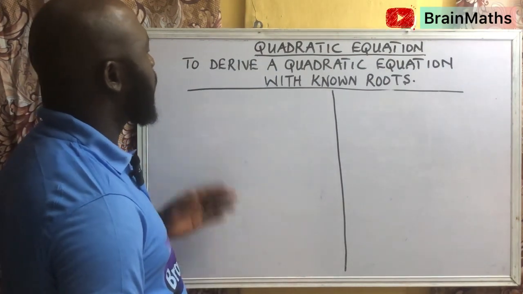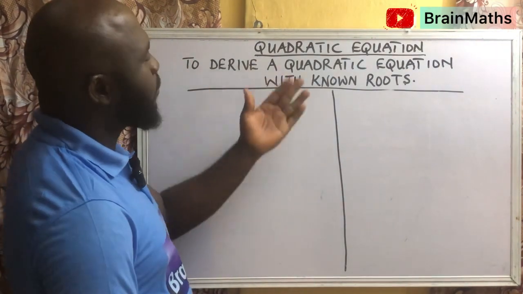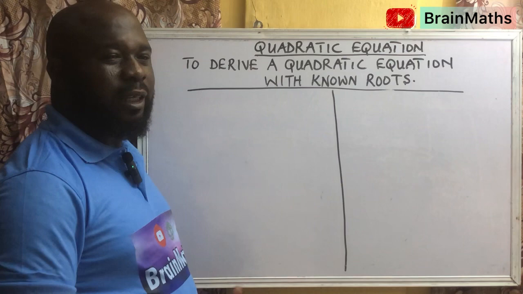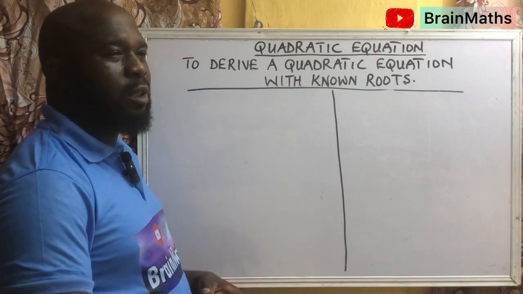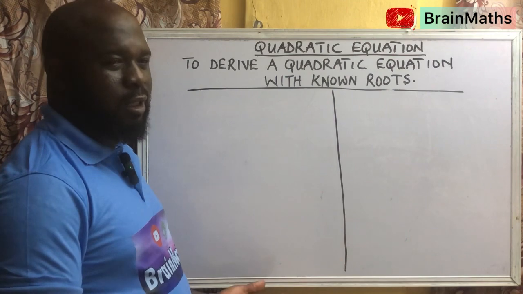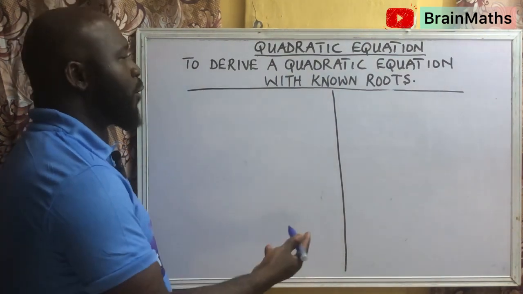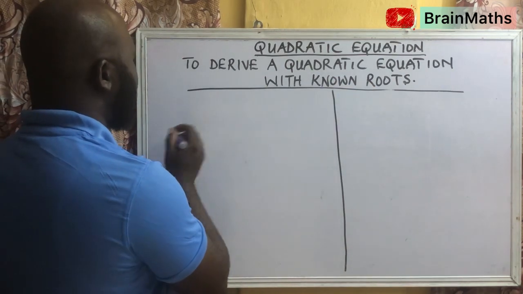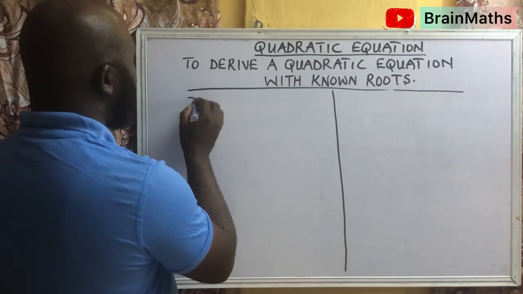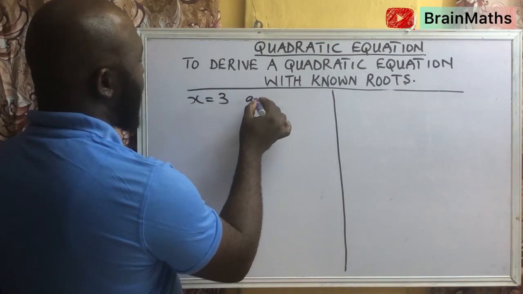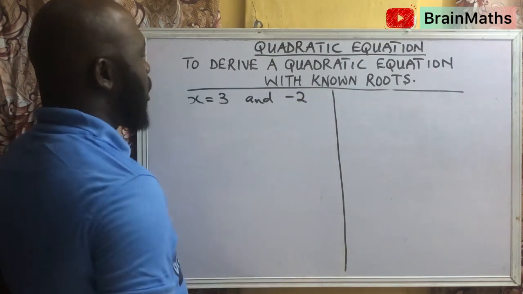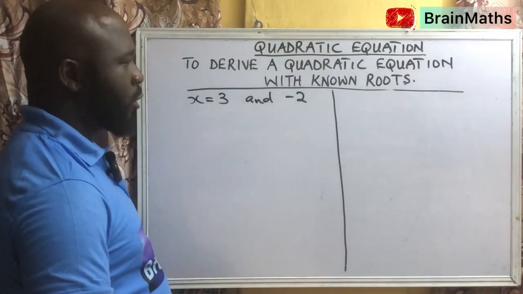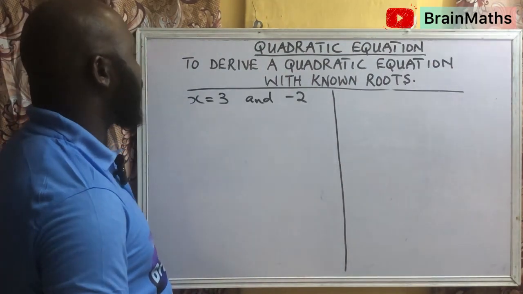Now we want to look at a way to derive quadratic equations with known roots. Before solving and getting the solution to a quadratic equation, how do we formulate quadratic equations? Let's see how we can form quadratic equations when we are given known roots, that is, the roots that are known to us. Let's say we have x equals 3 and minus 2 as the roots of a quadratic equation.